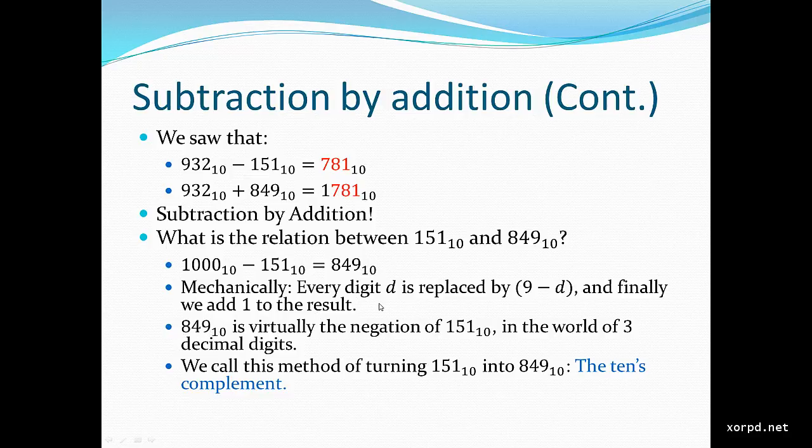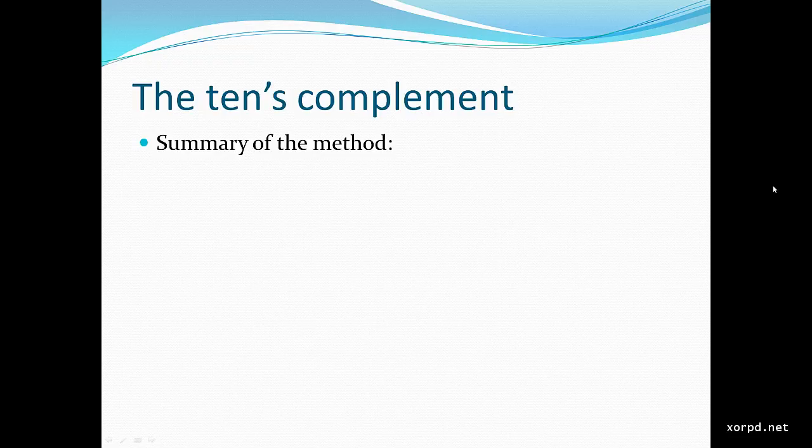849 is virtually the negation of 151 in the world of 3 decimal digits. We call this method of turning 151 into 849 the tens complement. Let's look at a summary of this method. We want to solve this problem, this subtraction problem.